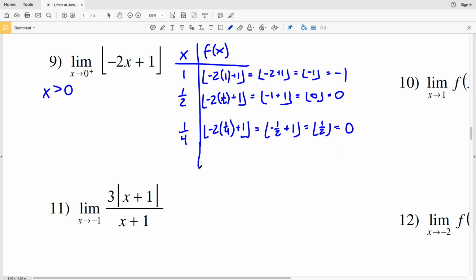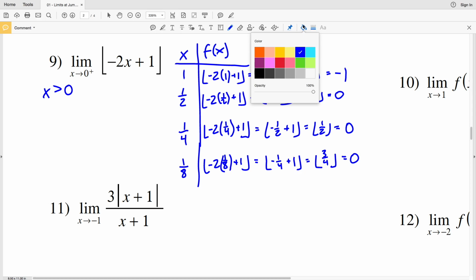And just to double check, let's put in one more point. Let's do 1/8. So we have negative 2 times 1/8 plus 1, and we're rounding this down. Negative 2 times 1/8 is going to be negative 1/4, and we're adding that to 1. That's going to give us a positive 3/4, which we're rounding down to 0. So as we're approaching 0 from the right, we're approaching 0 for f of x. So 0 is our solution in number 9.